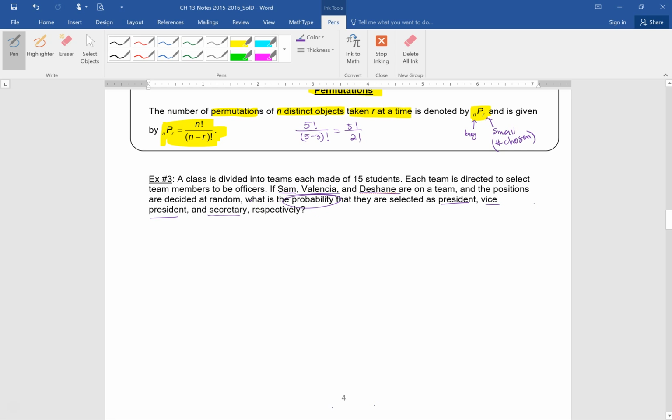Probability means you take the sample space, you take the number of favorable outcomes, and you divide. So probability is favorable outcomes over the sample space. Okay? So how are we going to do this?